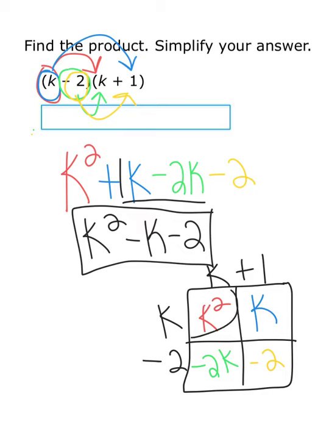So if I were to simplify this, we would get the exact same answer as what we just got. K squared, then 1k minus 2k would give me negative k, and then minus 2. So whichever method you use, you should still get the exact same answer. Alright, moving on to another example.